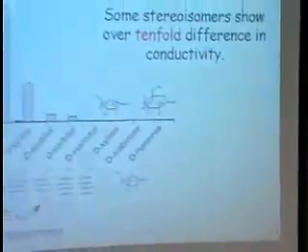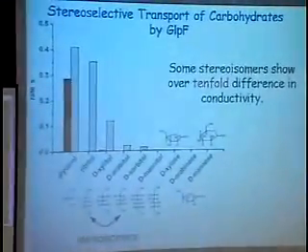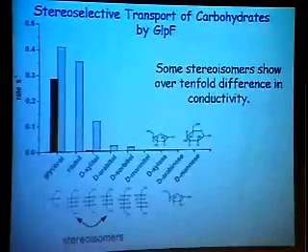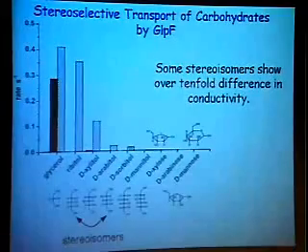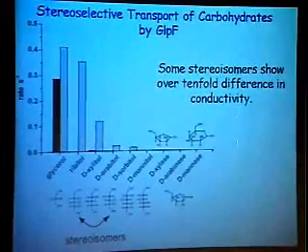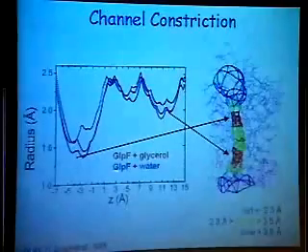manner. If you compare ribitol, shown here, and arabitol, shown here, you see that there is a 10-fold difference in their conductivity. These two both include 5 carbons and 5 hydroxyl groups. Only the position of one of the hydroxyl groups is different. So by just displacing one hydroxyl group from one side to the other side, we can induce a 10-fold increase or decrease of conductivity in the system. So why is that?